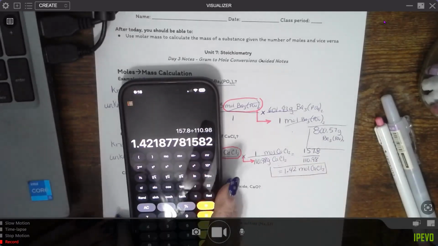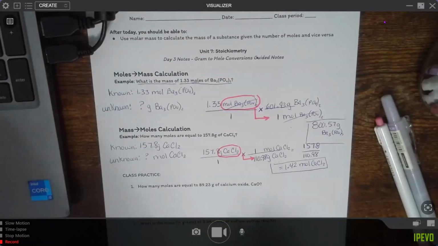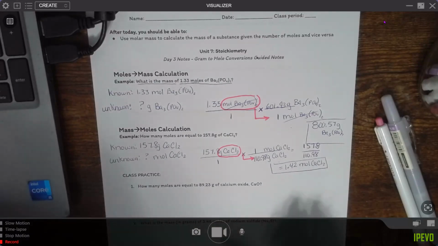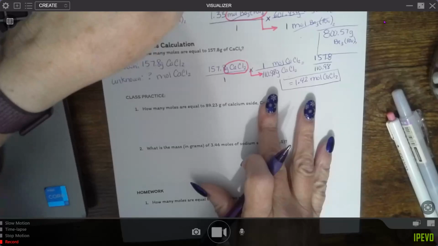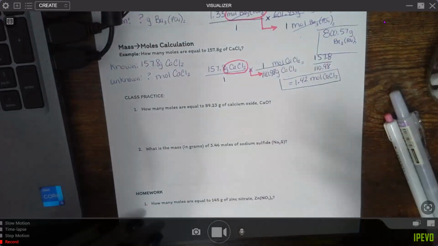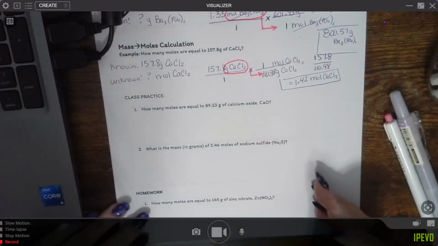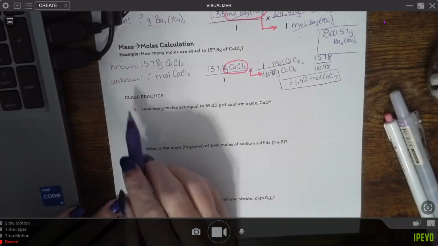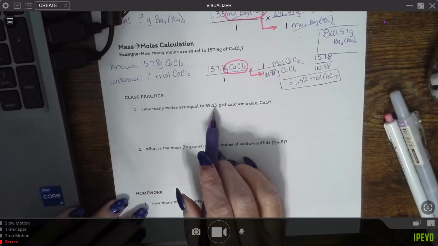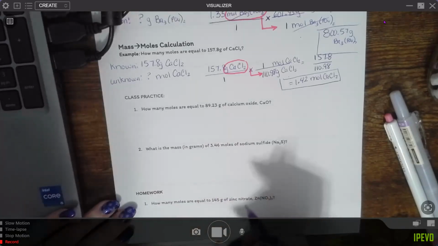Okay, so those are the two types of problems you're going to see. We're going to do two more examples together, just so you kind of get into the routine and the practice of this. All right, so practice number 1: how many moles are equal to 89.23 grams of calcium oxide?